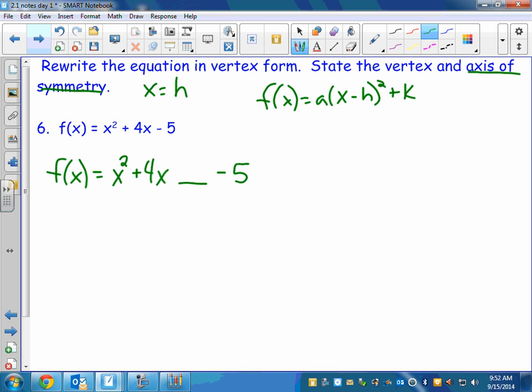The rules for completing the square are the same. To complete the square of a quadratic, you have to take half of the middle number and square it. If I take half of 4 and I square it, what number am I putting right here? 4.